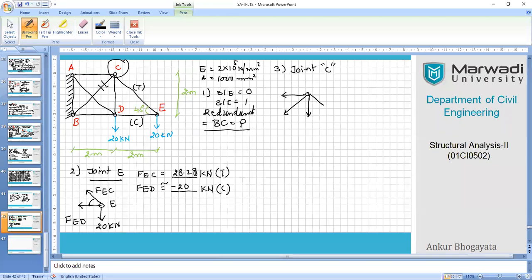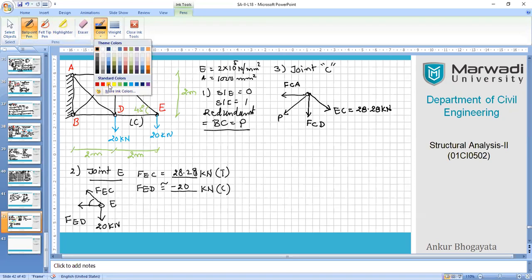So here again we will continue with this EC member, which is now 28.28 kilonewton, which is known to us, right? And the rest of the forces are not known to us. So this is FCD, this is P actually, and this is FCA. Okay, so we have named these things. This is joint C, and now we need to divide.